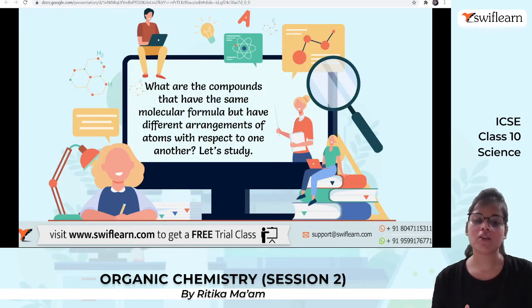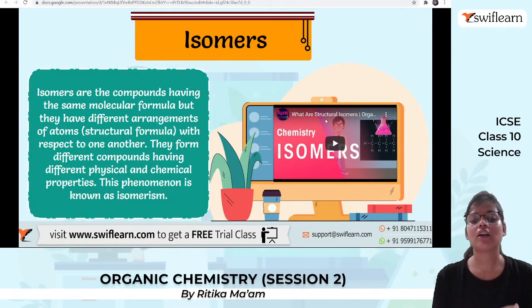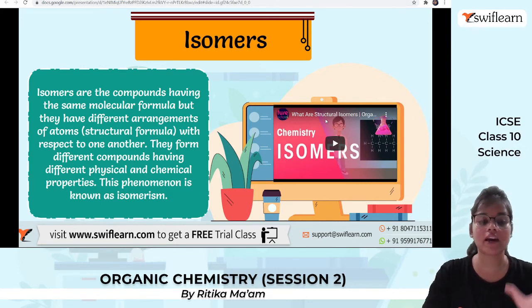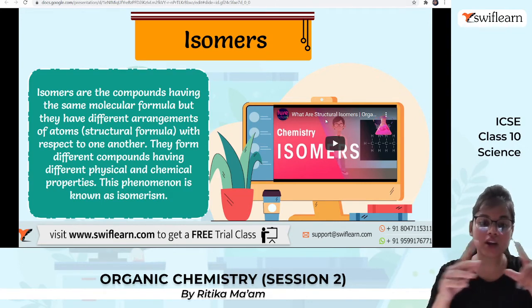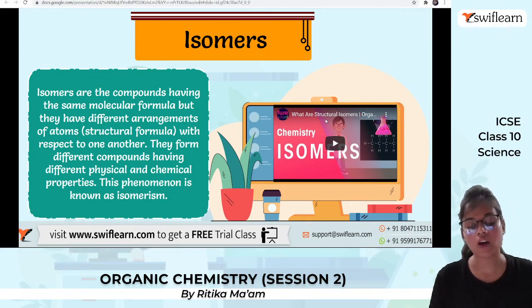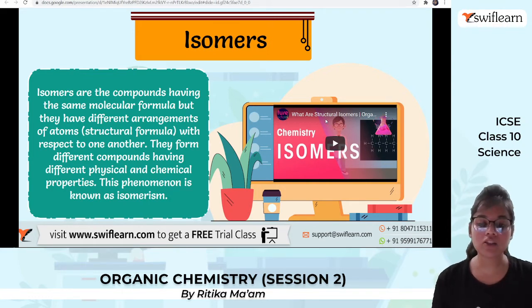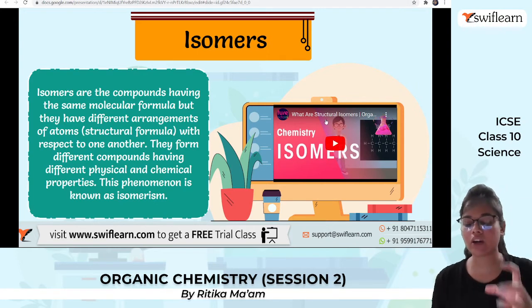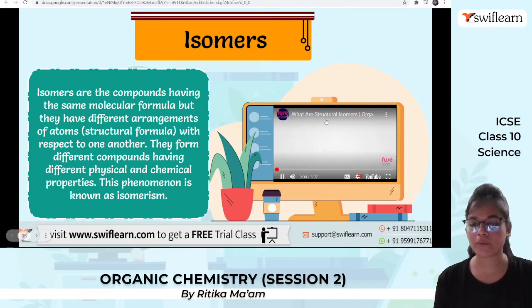What are the compounds that have the same molecular formula but a different arrangement of atoms with respect to one another? These are known as isomers. So what are isomers? These are the compounds which have the same formula but their structural arrangement is different from each other, and that is why it gives a change in their physical and chemical properties. So this phenomenon is known as isomerism, and we are going to learn a bit more about isomerism in this video.